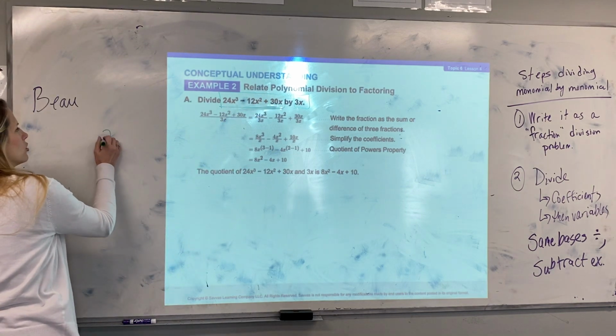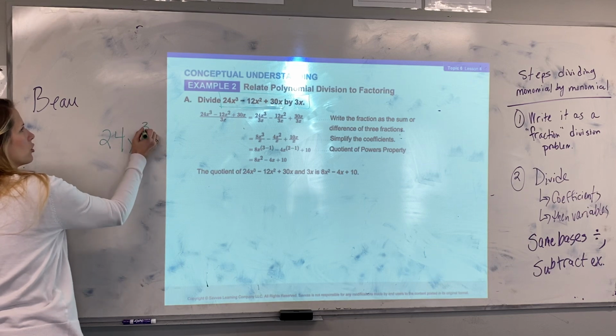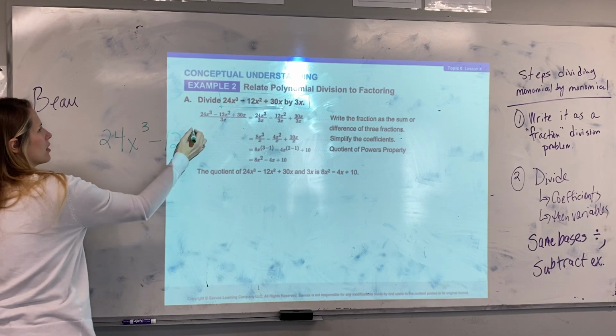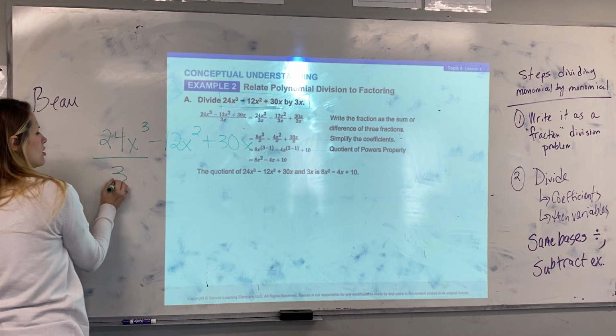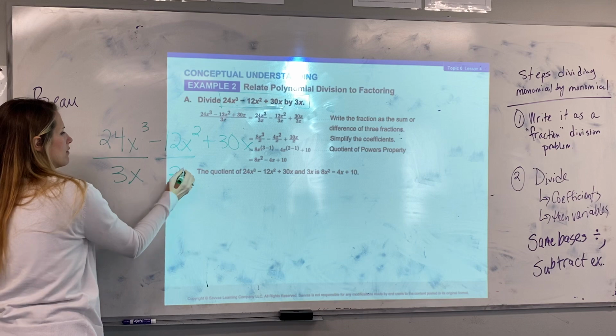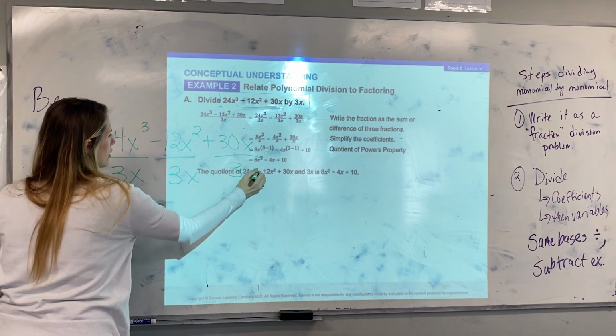So we have 24x cubed minus 12x squared plus 30x. Each of these terms gets divided by 3x.